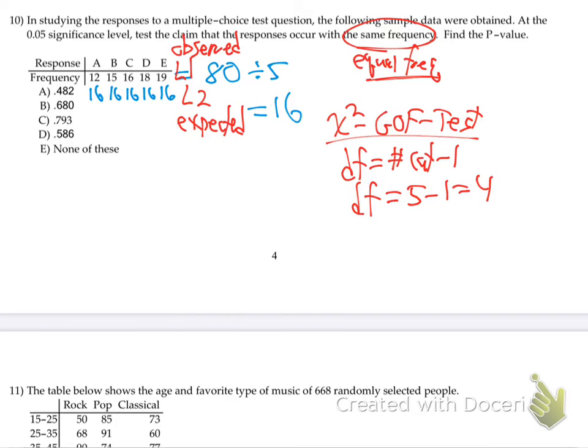Calculate. I'm getting a p-value that is 0.759. Right? Did you guys get that? And so what's the answer? Oh, it's disturbing, isn't it? It's not there. Is that good?